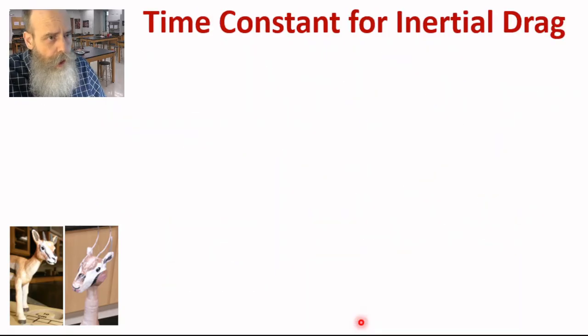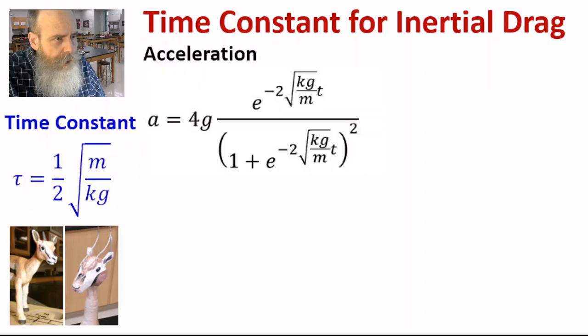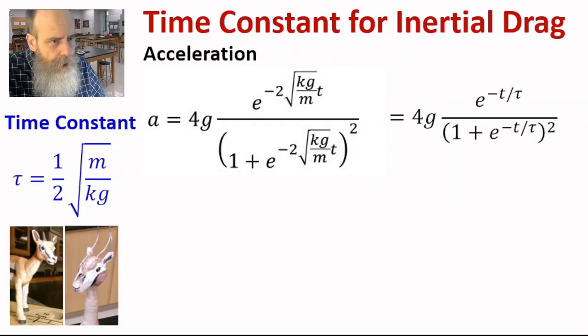Let's look at the time constant for inertial drag. The time constant is this. This is our expression for acceleration. Now put in tau equals 1 half square root m over kg into this expression. And we get this: 4g times e to the negative t over tau times 1 plus e to the negative t over tau squared.